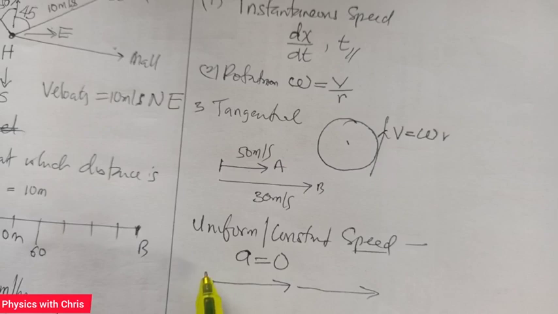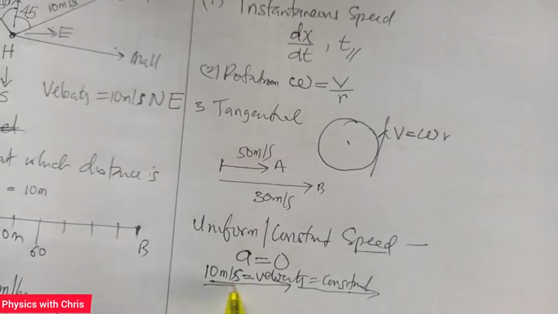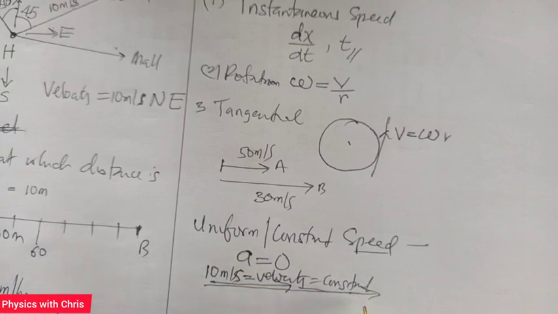So when a body is moving at a speed of 10 meters per second in a straight line, that is, the direction is not changing, here we say its velocity is constant. That is, when the body is moving at a speed of 10 meters per second along a straight line, then we say that the velocity is constant.